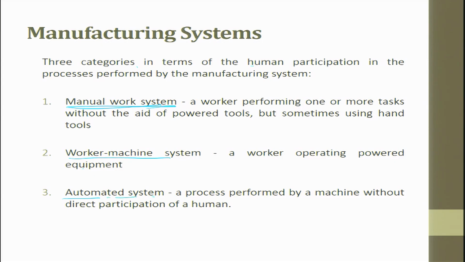Automated system, the part goes there, the part is fixed in a fixture and then the drilling machine is automated, the loading happens automatic, unloading happens automatic, machining also happens automatic, then that is called as automated system. A process performed by machine without direct participation of human being is called as automated system. The manufacturing system is categorized into three, which is manual, semi-automatic and automatic. So, semi-automatic is otherwise called as worker machine system.